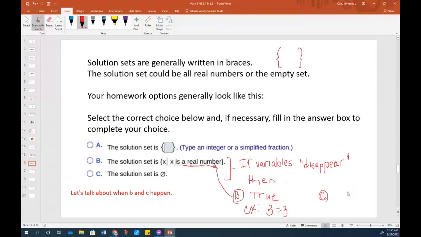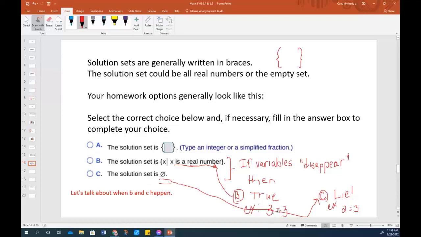On the other hand, if your variables disappear and what is left is a lie, like maybe it says 2 equals 3? It does not equal 3. If you are left with something that is impossible, then there's no possible x you could choose that would make 2 equal 3. That does not happen. So if that's the case, then that's when your answer is the empty set, and it means that there is no solution.